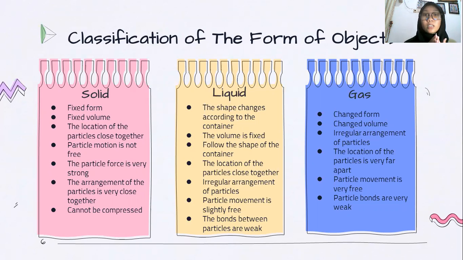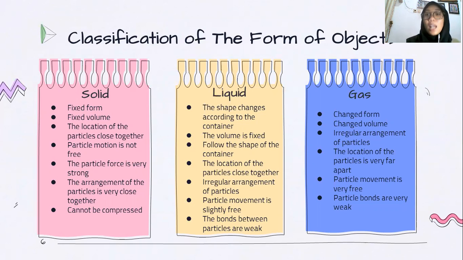Okay. Next is liquid. Characteristic features of liquids are the shape changes according to the container, the volume is fixed, the location of the particles is close together, the arrangement of particles is irregular, particle movement is slightly free, and the bonds between particles are weak.